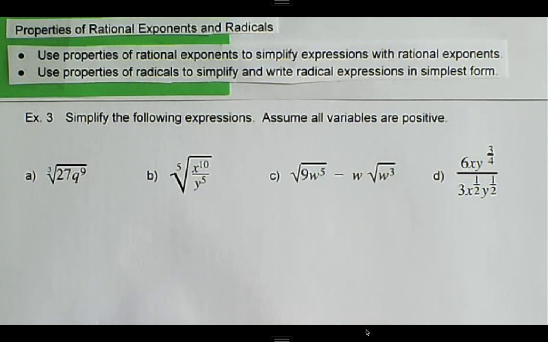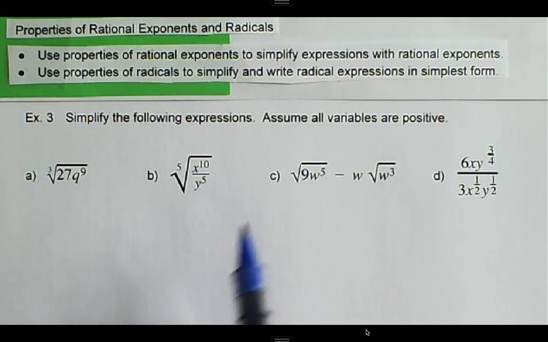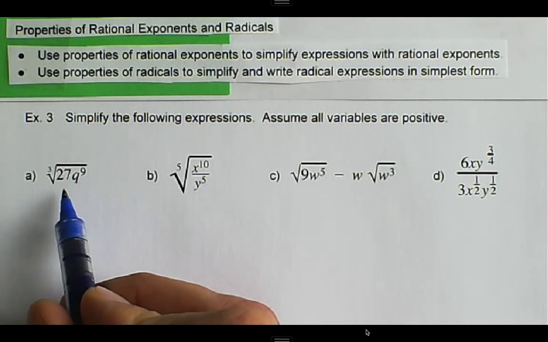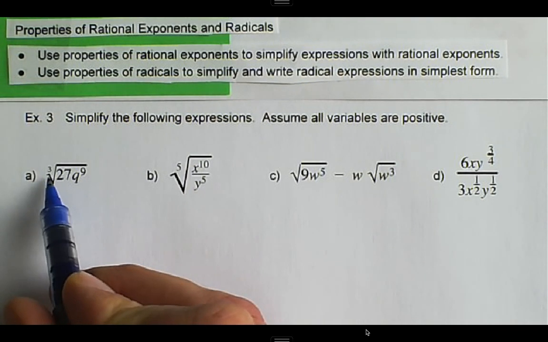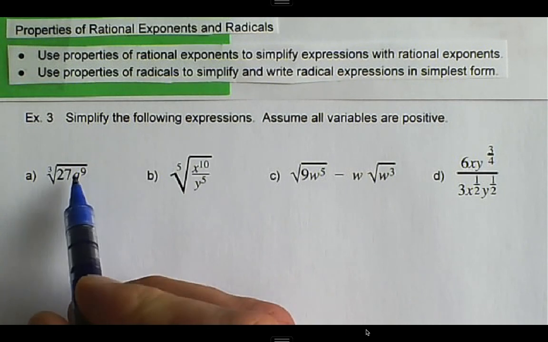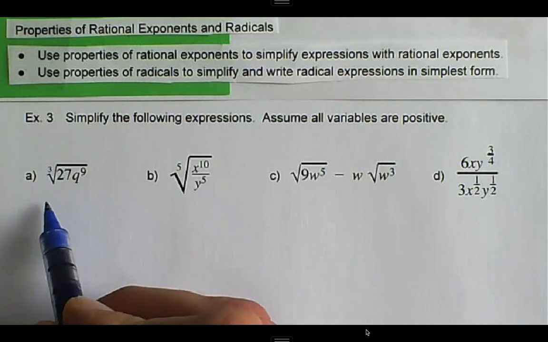We're talking about properties of rational exponents and radicals. Here we want to simplify the following expressions, assuming that all variables are positive. So here we have the cube root of 27q to the 9th, and in order to simplify this, we want to try to pull things out of the radical.